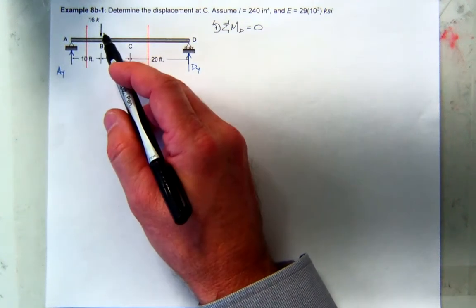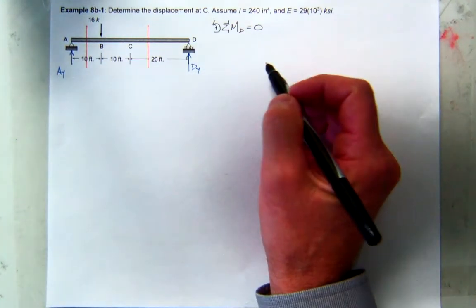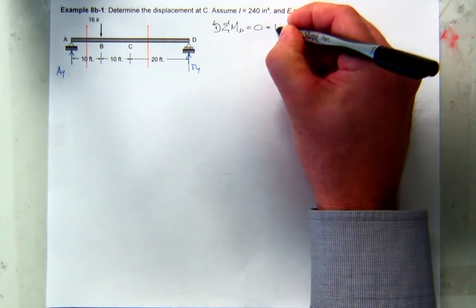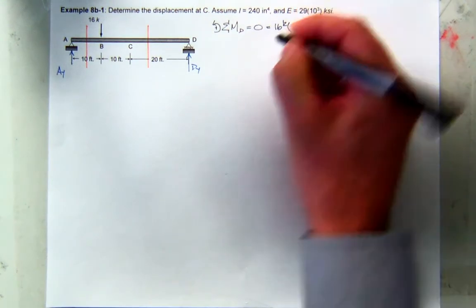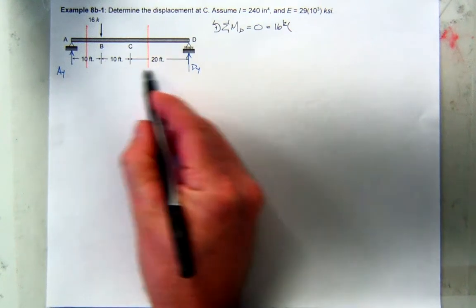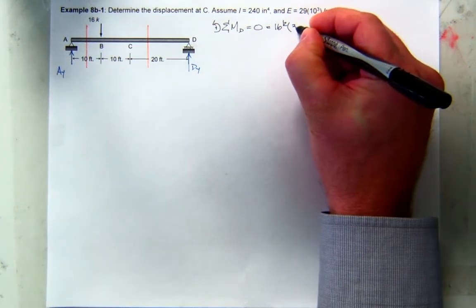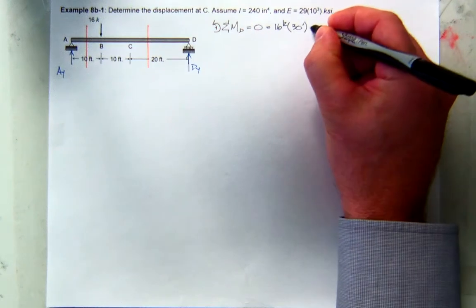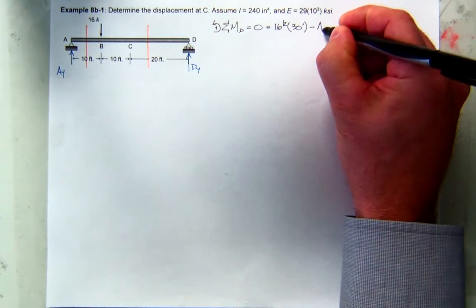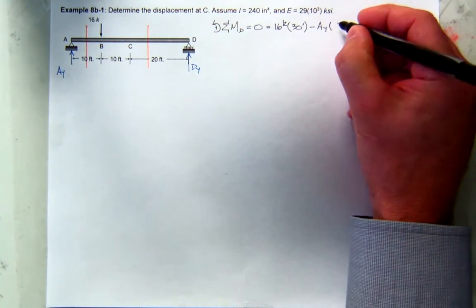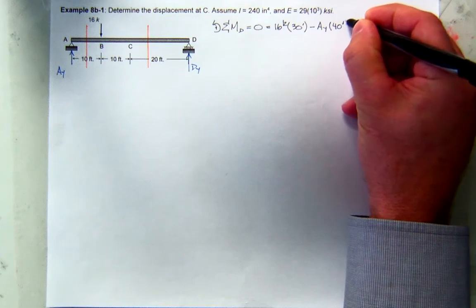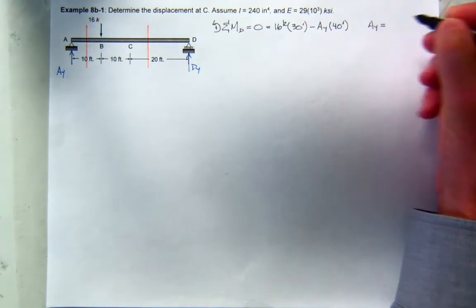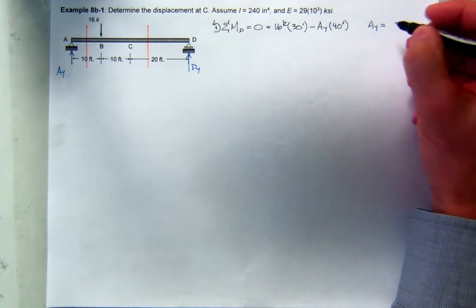So this 16 kip force here at B, what kind of moment does that create with right-hand rule? Positive. So it'll be a positive moment. The force is 16 kips. The distance from D to B looks like 30. And then AY is the opposite direction, so that creates negative moment. The force is AY. The distance is 40. So it looks like AY is going to be 12. Does that sound right?